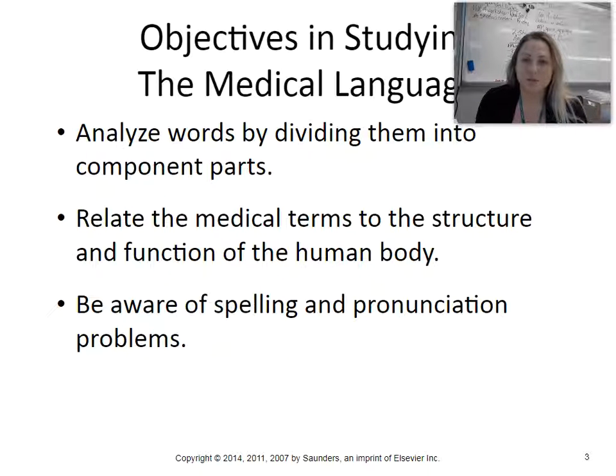We want to be able to associate each term with some part or function of the human body. And when we do that, we need to be really careful that we're spelling it correctly, because things like ileum, as in the part of your small intestine, is spelled differently than the ilium of your pelvis.